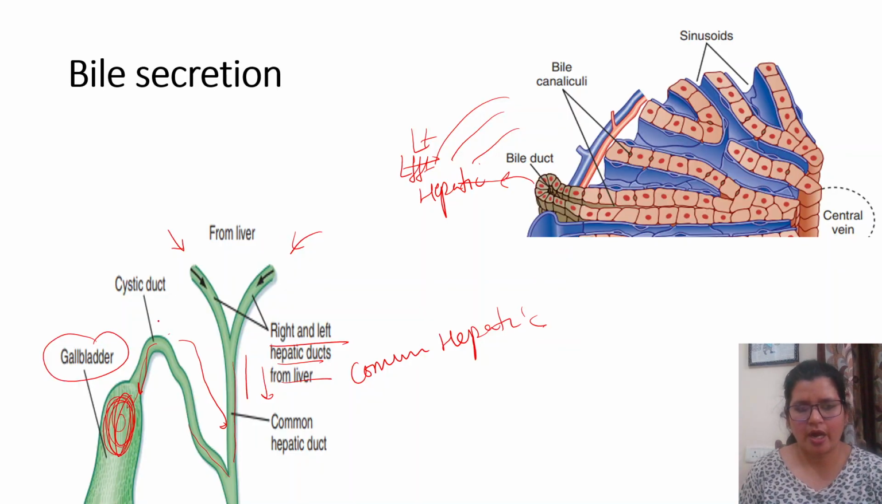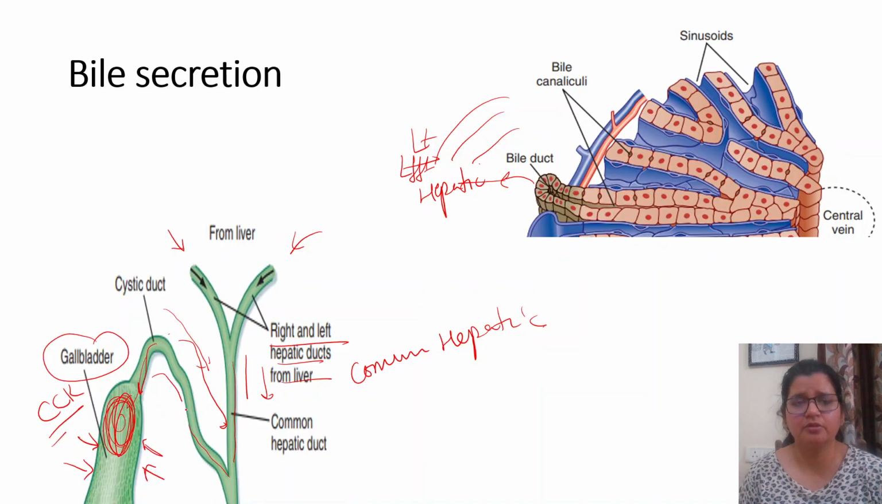Whenever required, cholecystokinin, CCK, is released from the intestine, and that cholecystokinin basically contracts this gallbladder. Whenever this is done, the bile is secreted here. So this is the cystic duct. The cystic duct and common hepatic duct will join to form the common bile duct.